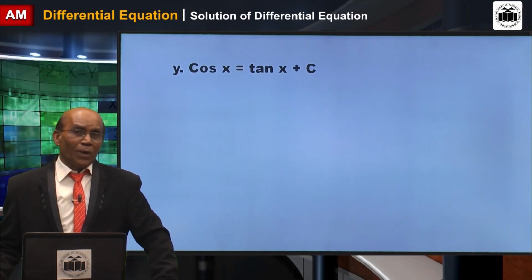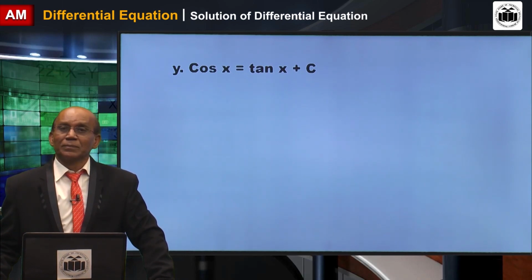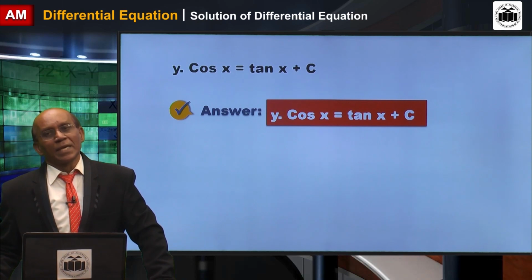So the answer is y cos x equals tan x plus c. So your answer is y cos x equals tan x plus c.